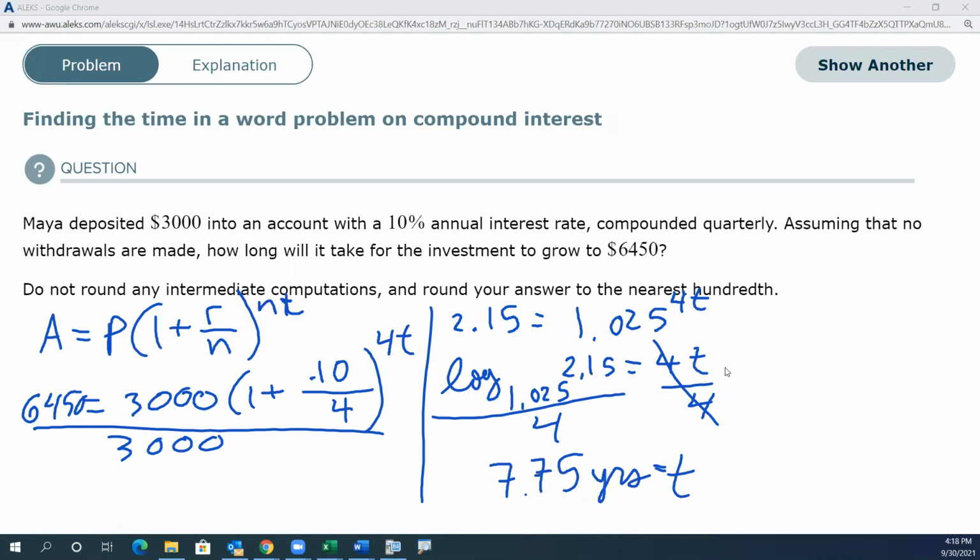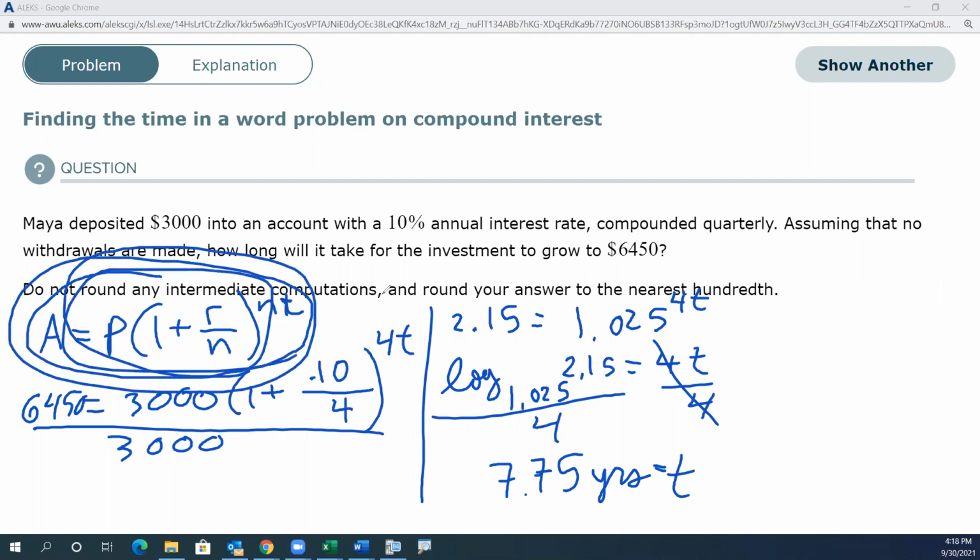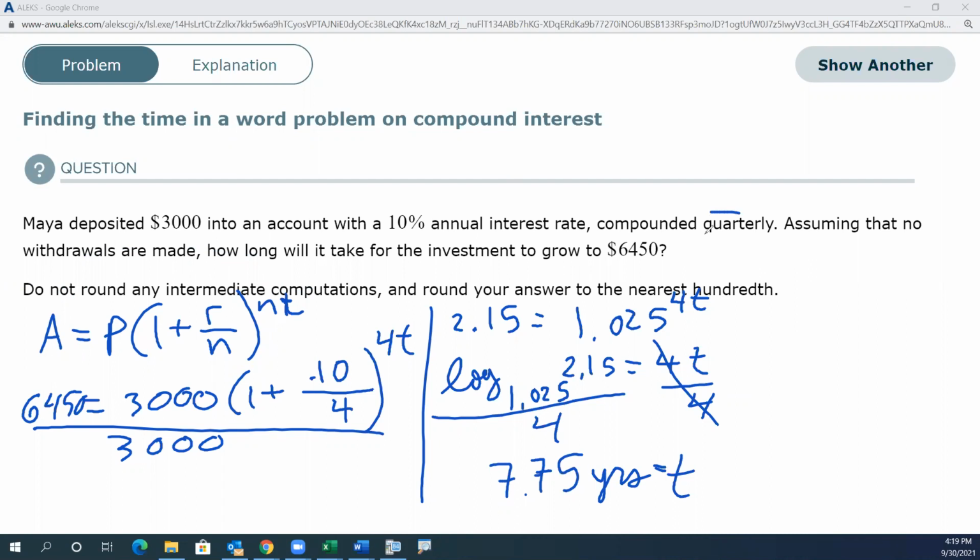Does that answer seem reasonable? Yeah, I mean, it's not like, hey, in 2 months, your money's going to more than double, or it's going to take 200 years or a negative amount. So yeah, this definitely seems reasonable. And that's how you do it. But for these, like I said, you want to be using that compound interest formula. Now, if it said interest is compounded daily, well, then n would be 365 instead of 4. If interest is compounded monthly, n would be 12. And that's how you do it.